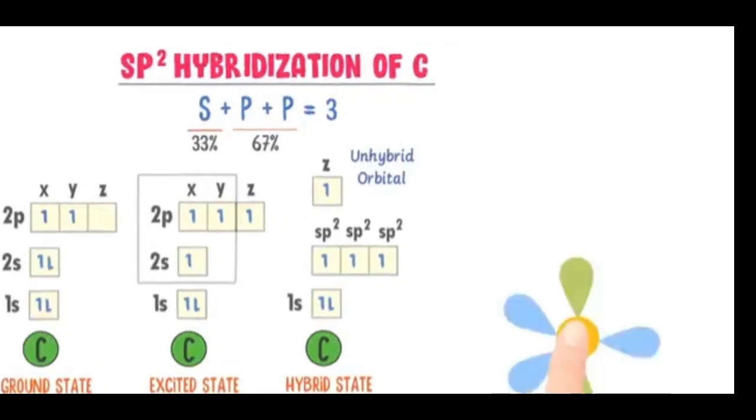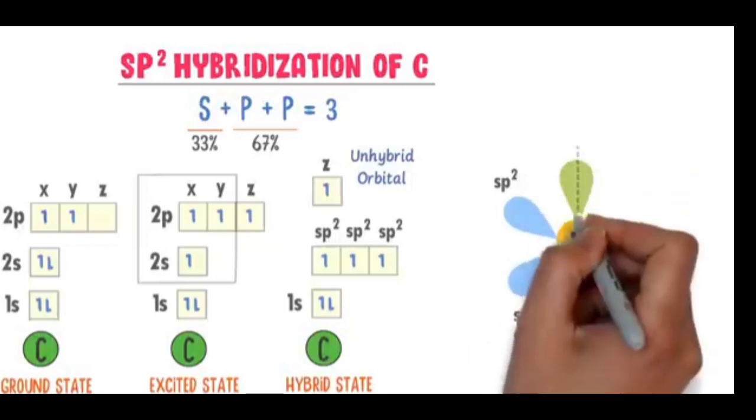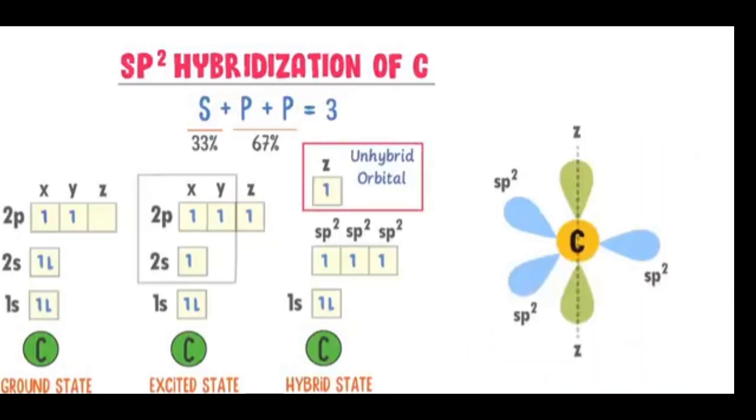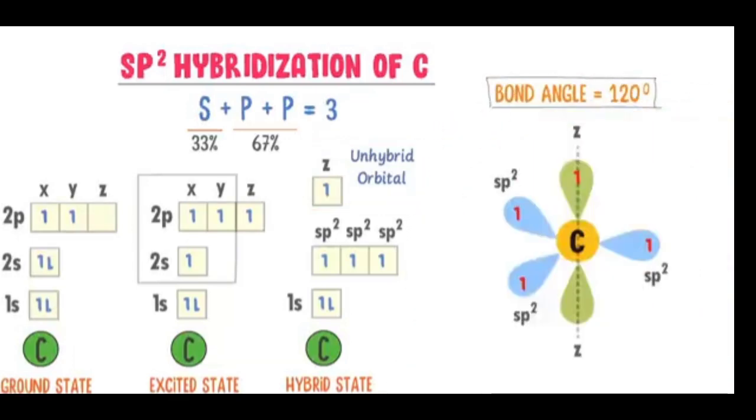Now, carbon has this type of geometry in sp2 hybridization. This is the first sp2 orbital, and these are the second and third sp2 orbitals. While this long orbital is the 2pz orbital, which is the unhybridized orbital. All these orbitals have 1 electron each. Remember that the bond angle in sp2 hybridization is 120 degrees, while the shape of carbon is trigonal.